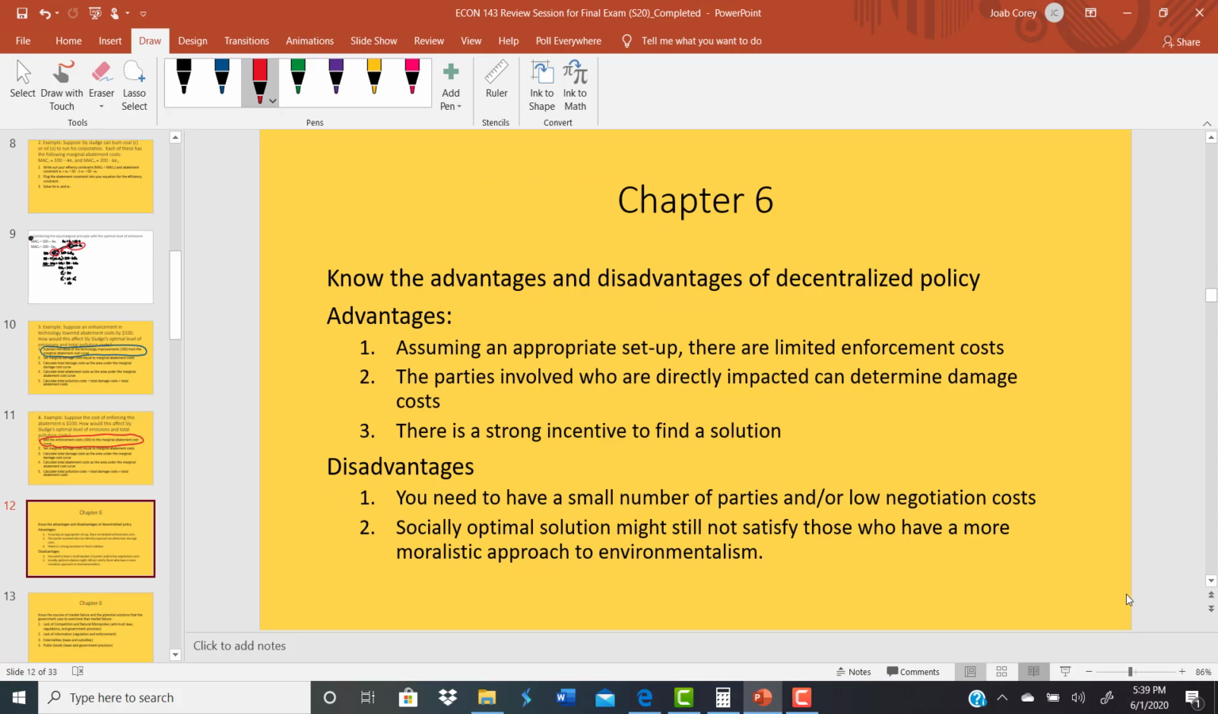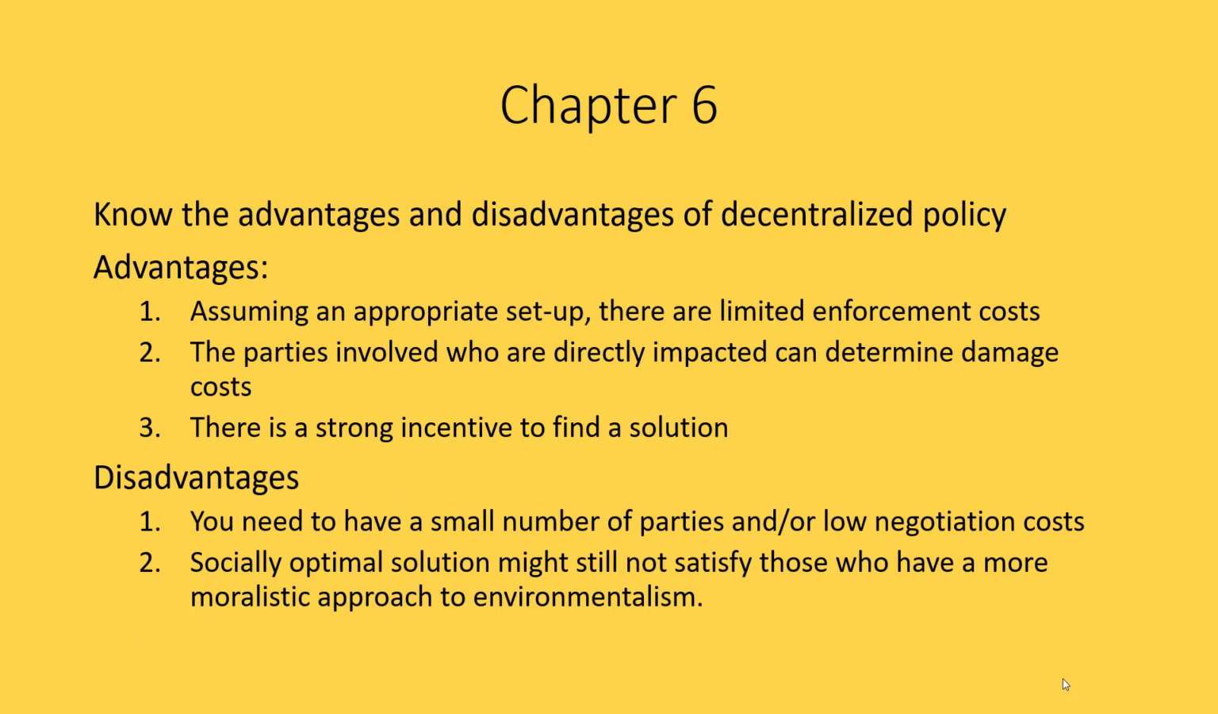Now, Chapter 6 talks about the advantages and disadvantages of centralized policy, right? Again, as compared to decentralized policy. So when it comes to decentralized policy, some advantages are that if you assume appropriate setup, there are a limited amount of enforcement costs. In other words, it is something that's pretty easy to enforce because people kind of do it on their own, right? And we just talked about how those enforcement costs can ramp up that optimal number of emissions and the cost caused by that pollution.